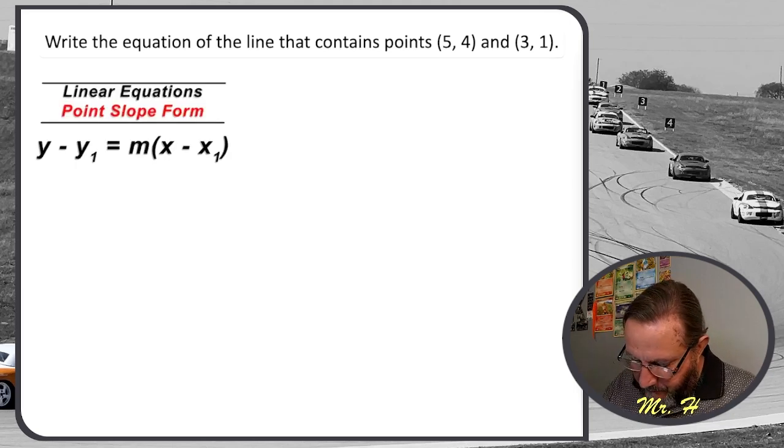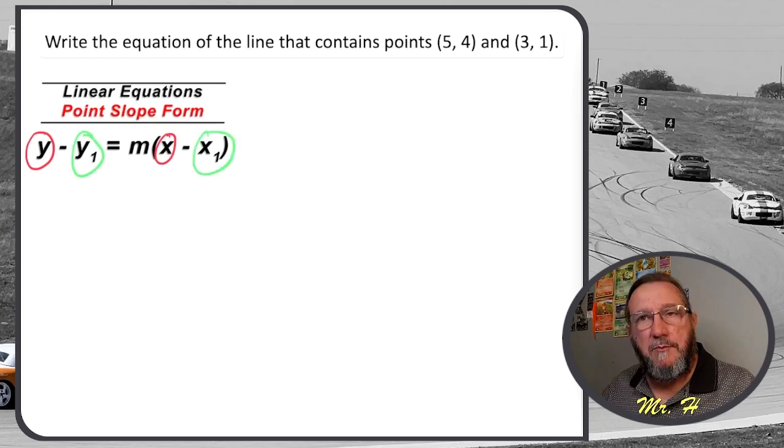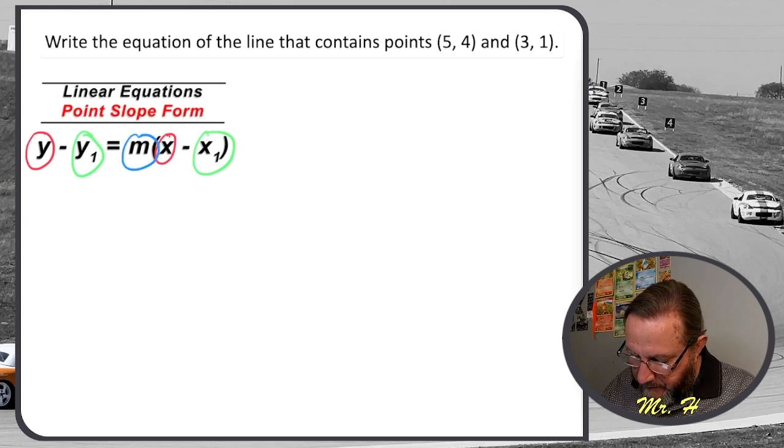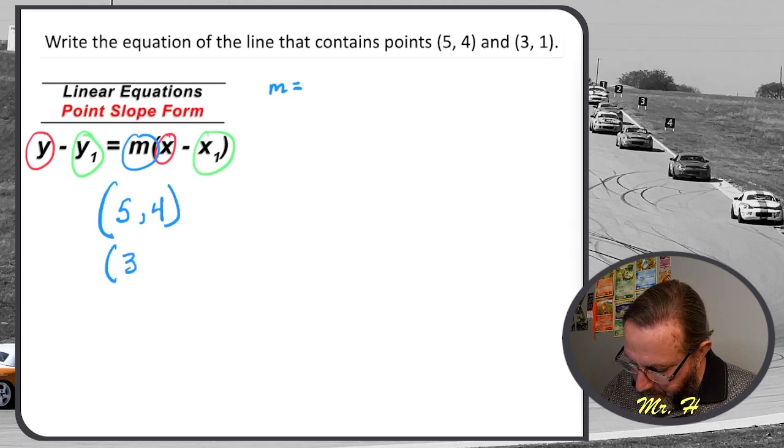Recall that we said we're never going to change this y and that x. We're going to leave those alone. This y and this x are going to be from the point that we choose, and then we will have to calculate the slope. Our 2 points are (5, 4) and (3, 1).